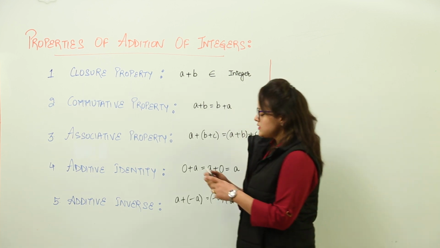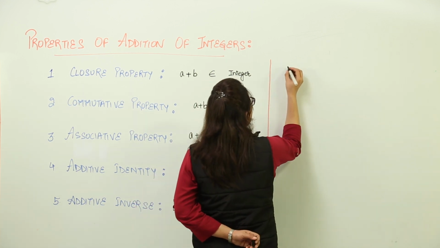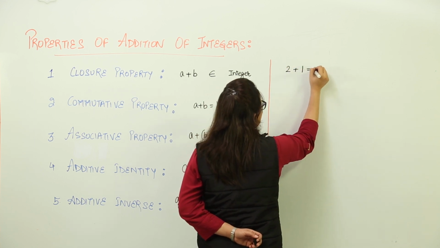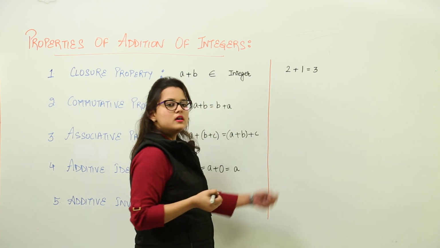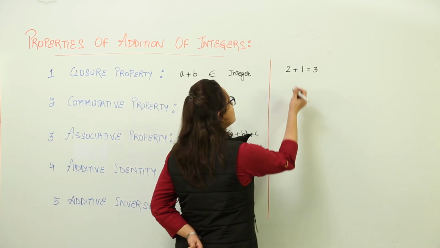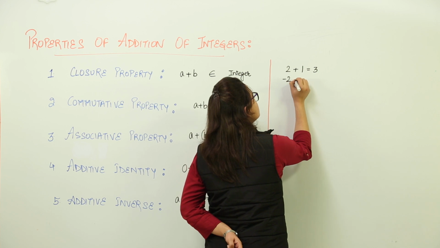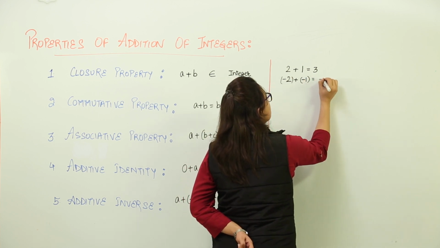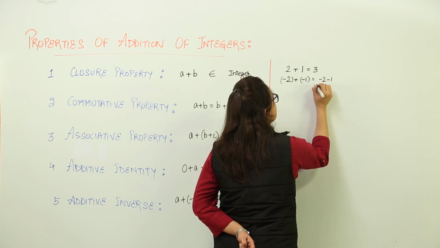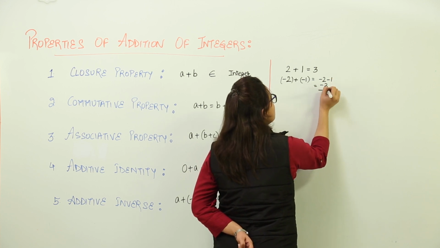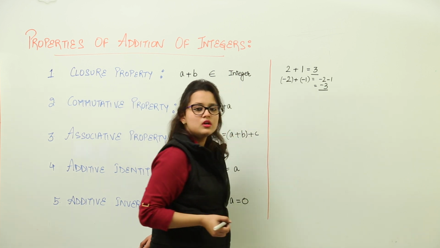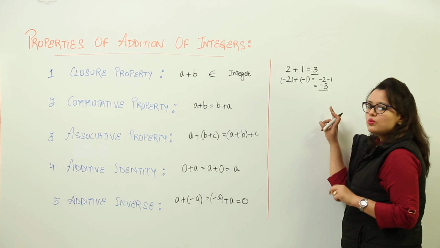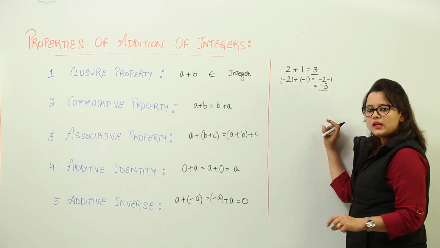That means, let us take an example, if you have two integers, let's say 2 plus 1. The answer, that is 3, is an integer only. Similarly, if you add minus 2 plus minus 1, what are you going to get? Minus 2 minus 1 is equal to minus 3, which is again an integer. So that means adding up any two integers is giving you an answer which is an integer only.